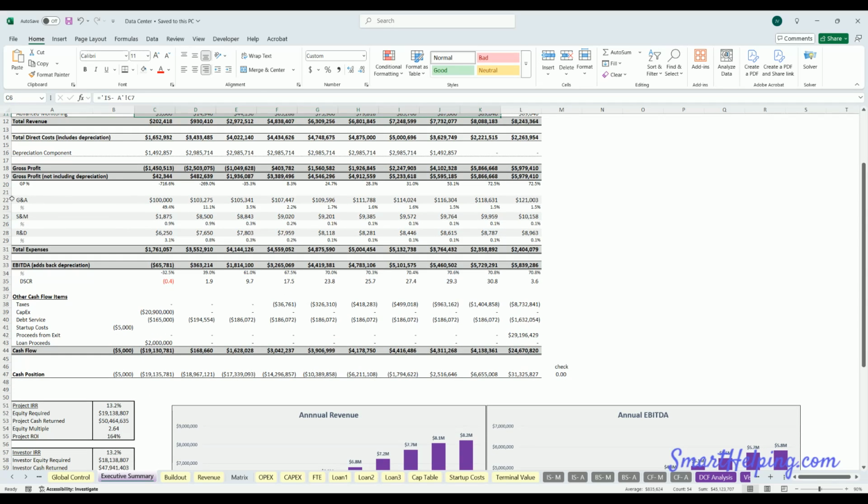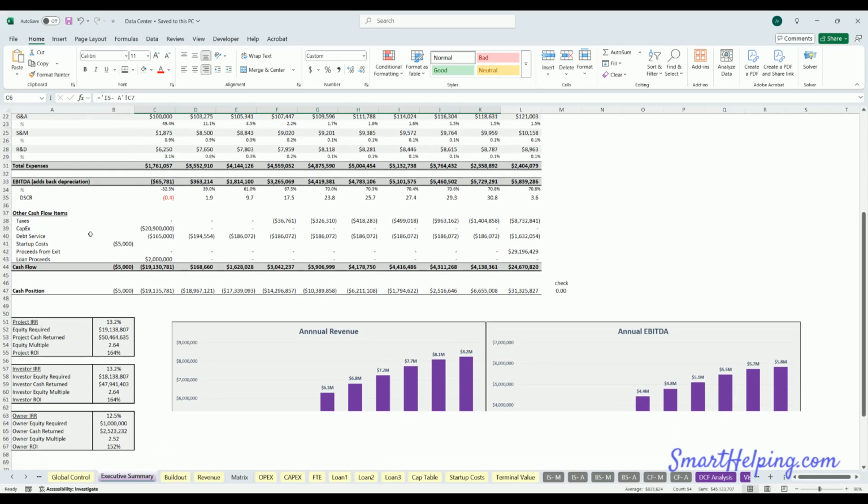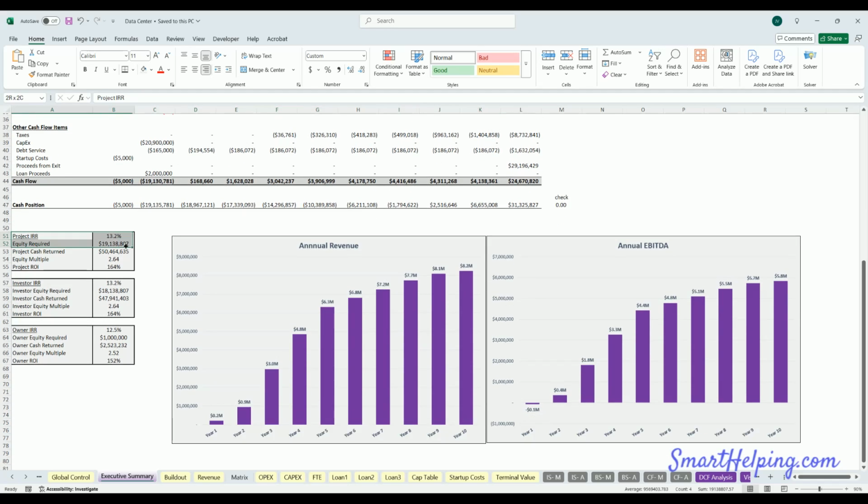Gross profit if you don't include depreciation. Also, other fixed cost expenses, G&A, sales, marketing, R&D, total expenses, EBITDA, other cash flow items, final cash flow per period, and your project internal rate of return, total equity required, total project cash returned, equity multiple, total ROI. And there is an investor option view and owner option view. If this is some sort of joint venture, you can configure that.